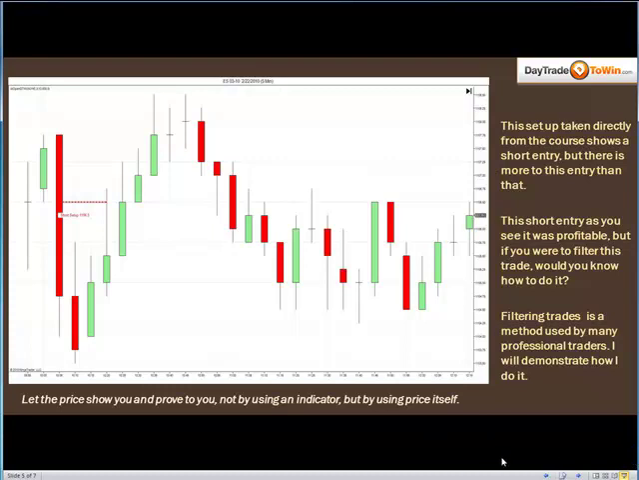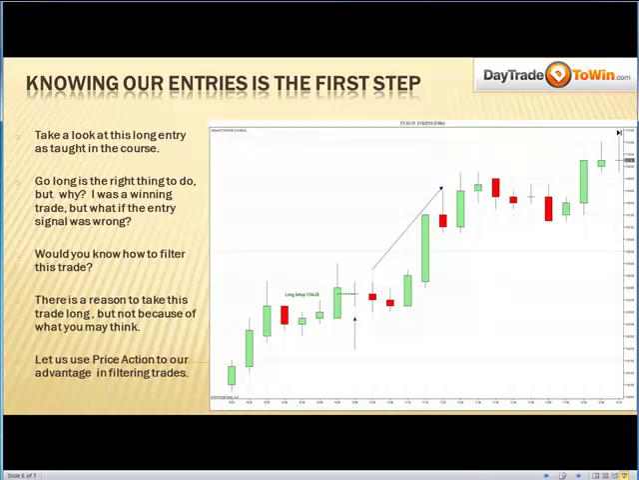Knowing our entries is really the first step. How are we going to filter a trade if we don't know where to enter, right? So the first step is knowing in advance where you want to enter this market, whether you want to go long, whether you want to go short. But knowing in advance what you're going to do is key.